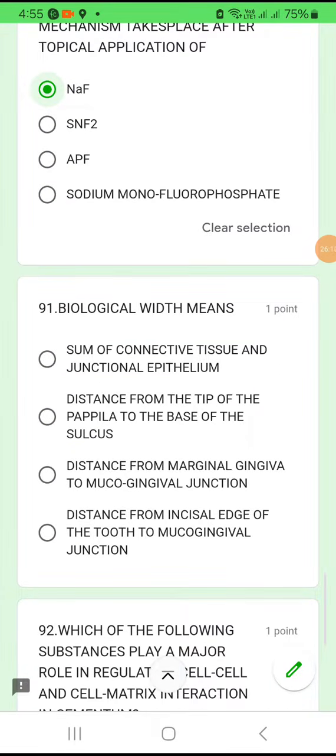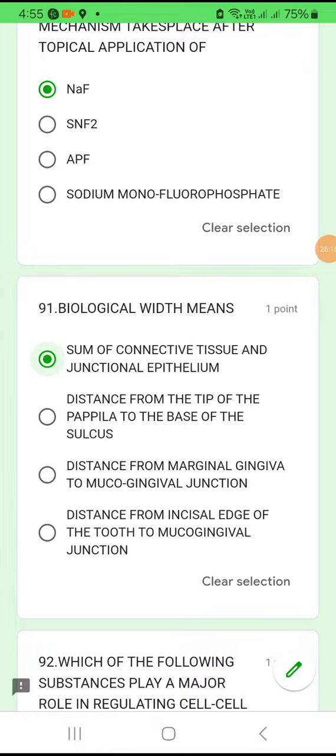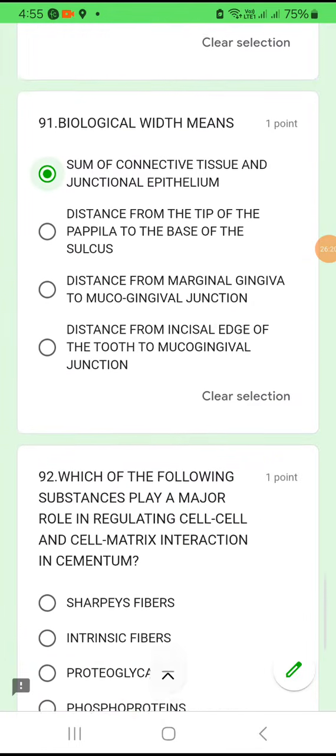Question number 91. Biological width means what? Biological width means the sum of connective tissue plus junctional epithelium. So sum of connective tissue and junctional epithelium. Option A is the right answer.